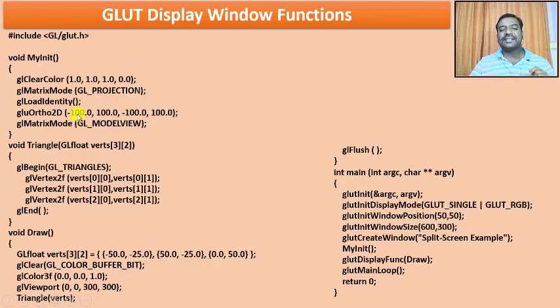Hence minus X will be -100 and plus X will be 100. So totally I'll be having 200 units over here. The minimum value will be -100. The maximum value is going to be 100. This is how I'm going to set the clipping window now, or the coordinate system to work in my application.